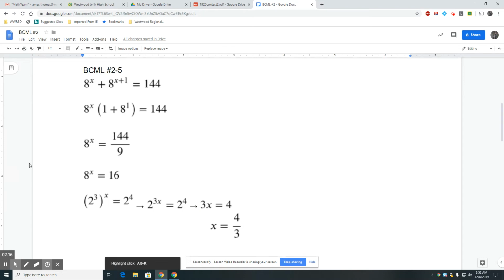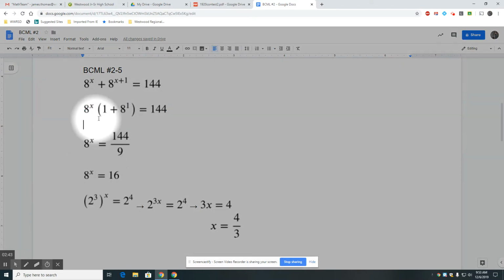The second problem I wanted to talk about today was 2.5, and we had 8 to the x plus 8 to the x plus 1 equals 144. Remember, you had to solve this without a calculator. If you had your calculator available, you could just graph this, no problem, graph it, see where they intersect, y1, y2, and get the answer right away. But we don't have the calculator, so we're going to use some factoring techniques. I'm going to factor out 8 to the x. When I factor out 8 to the x, that's going to leave me with 1 plus 8 to the 1, because 8 to the x times 8 to the 1 is 8 to the x plus 1. Okay, so 1 plus 8 is 9.